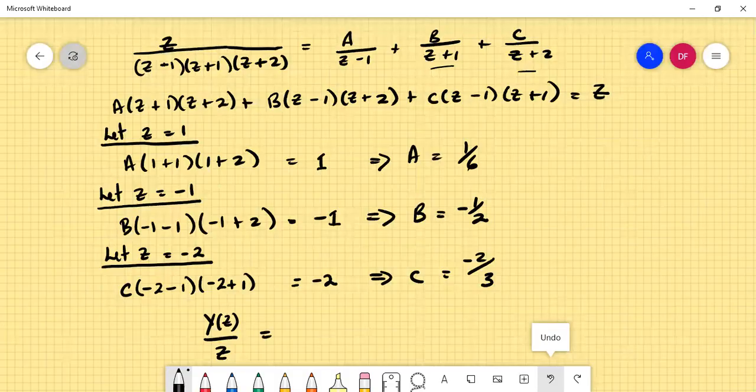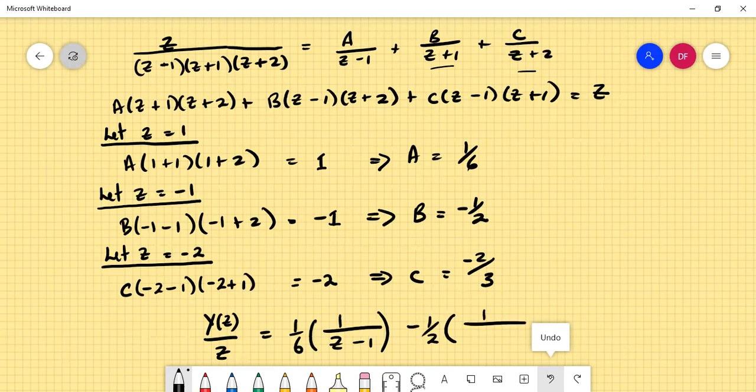All right, so that is A, which is 1/6 over 1 over Z minus 1. B, which is minus a half, 1 over Z plus 1. And C, which is minus 2/3, 1 over Z plus 2.